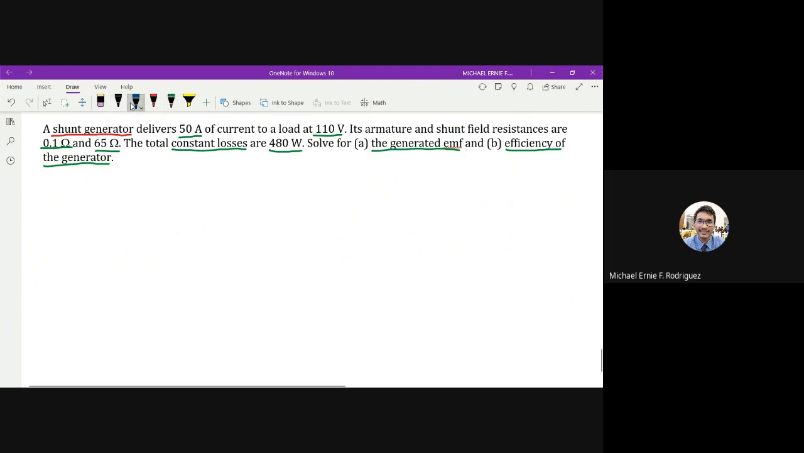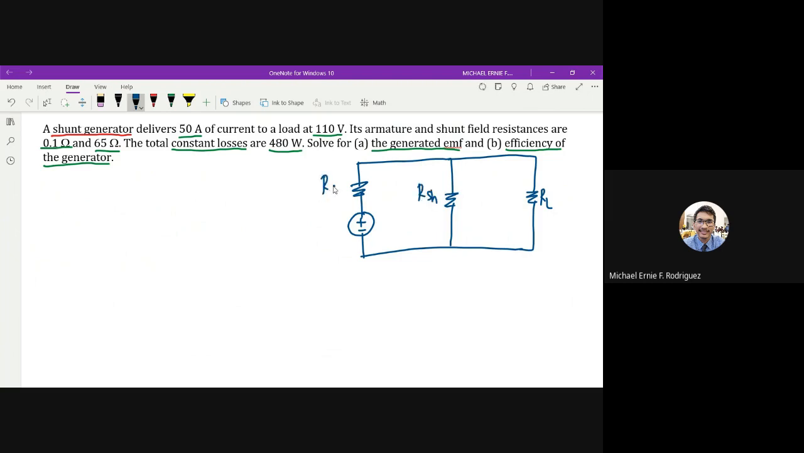So, draw natin muna ulit yung shunt generator. So, we have your armature winding resistance. We have your generated EMF. And then we have your shunt field resistance. And then to a load. Okay? So, you have your RL. RSH. RA. And then we have your E. And then, drawing natin. PL. Okay. So, pag drawing na natin yan, we have your IA, ISH, and IL.